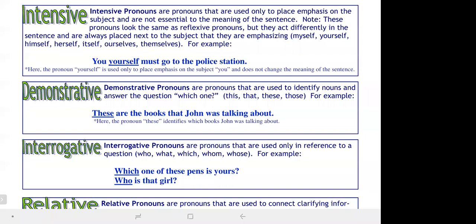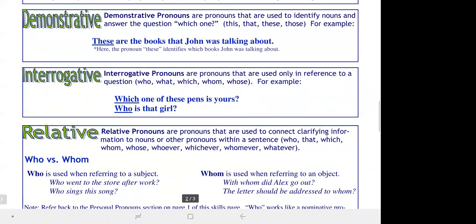When you come to the next type of pronoun, it is demonstrative pronoun. Demonstrative pronouns are pronouns that are used to identify nouns and answer the question, which one? By the way, guys, I'm giving you a little bit of a wider lesson on types of pronouns because I want you to have a clear idea on them. But our focus is on the ones that we discussed first, which are the personal pronouns. But why not see every type of pronoun?